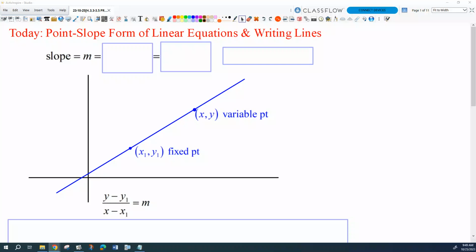We're going to look at the third form, other than standard and slope-intercept, which is point-slope form. Why do we have so many? Well, each of them has their own purpose, right? We'll use standard form when we solve big linear systems.